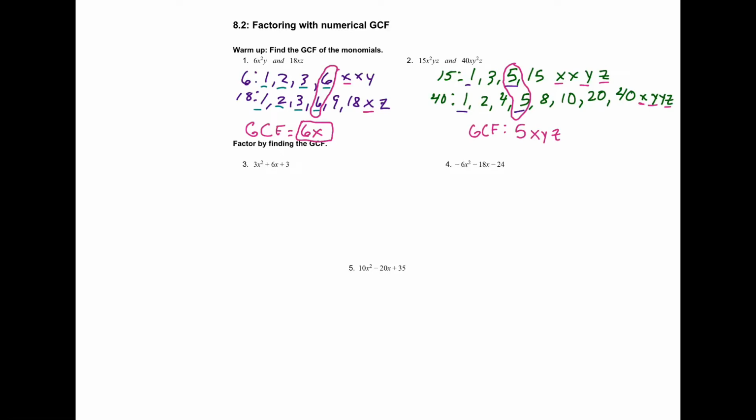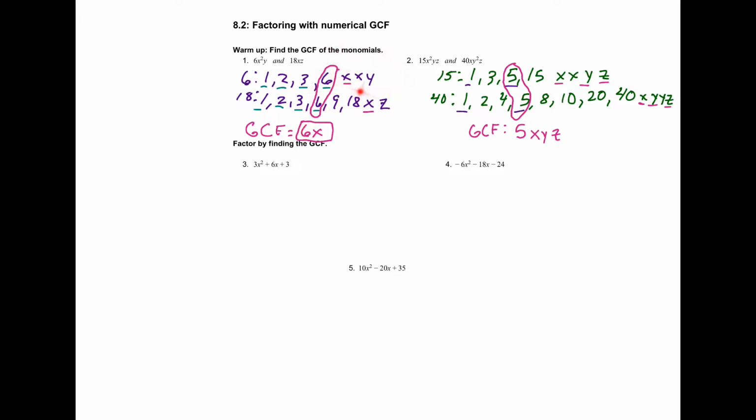All right, so we have our GCF here in number 1, which is going to be 6x. Notice when I write all the factors out of 6, I get 1, 2, 3, and 6. When I write all the factors out of 18, I get 1, 2, 3, 6, 9, and 18. So I underline these common factors, but we want the greatest common factor, so that's going to be the 6 here. So 6 is part of my GCF.